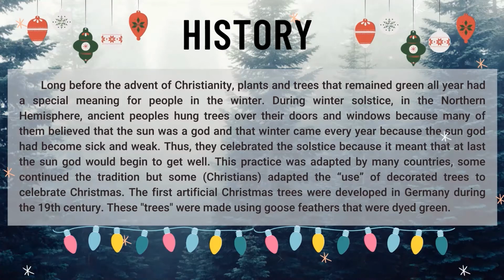Long before the advent of Christianity, plants and trees that remained green all year had a special meaning for people in the winter. During winter solstice in the northern hemisphere, ancient people hung trees over their doors and windows because many of them believed that the sun was a god and that winter came every year because the sun god had become sick and weak. Thus, they celebrated the solstice because it meant that, at last, the sun god would begin to get well.